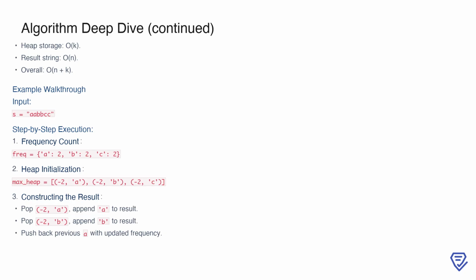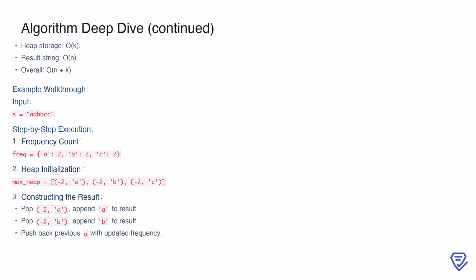To illustrate how this algorithm works, let's walk through an example input, s equals "aabbcc". First, we count the character frequencies, resulting in a: 2, b: 2, c: 2. Next, we initialize the max heap with these frequencies, which gives us a heap structured as (-2, a), (-2, b), (-2, c). Now, we begin constructing the result string.